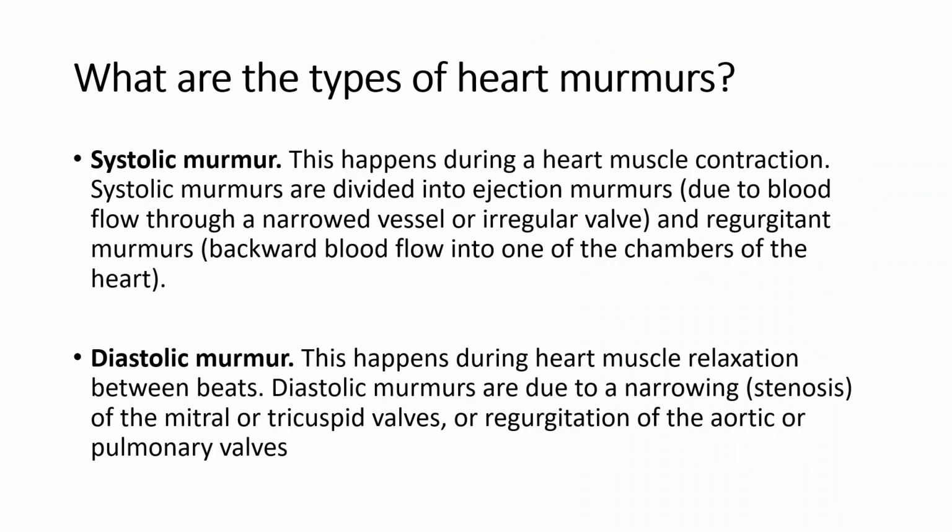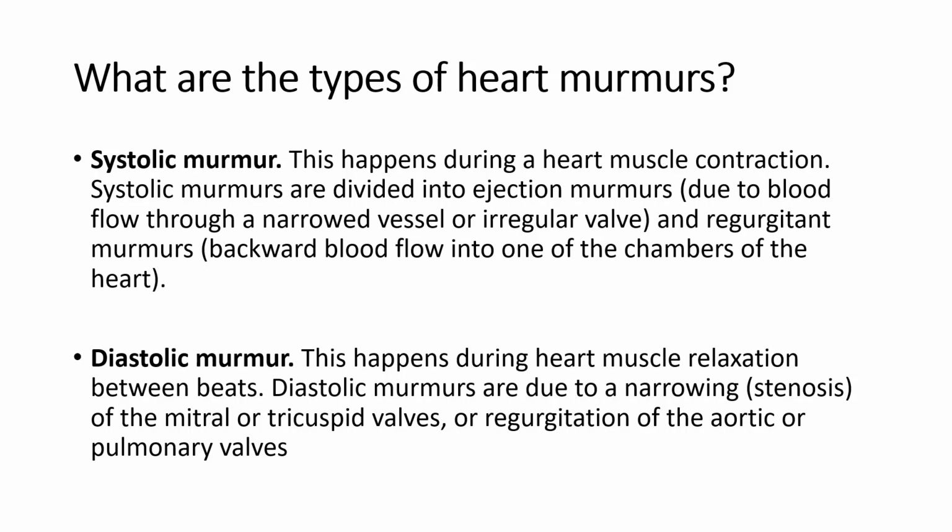Since we define murmur as extra heart sound, we must understand the cardiac cycle. The cardiac cycle is essentially split in two. We have the systolic, that's the contraction phase, and the diastolic, the relaxation phase, and each of these is further divided into atrial and ventricular component.